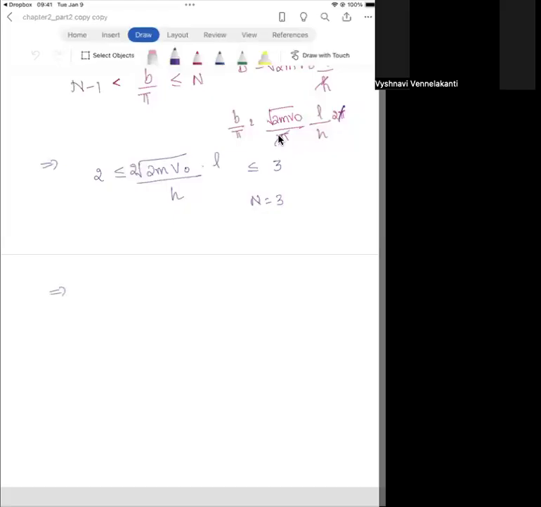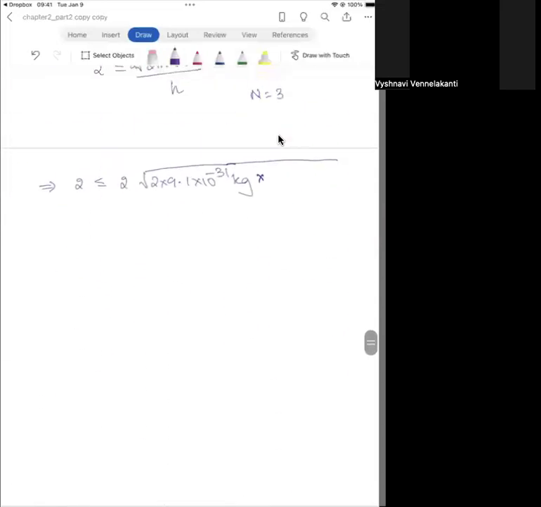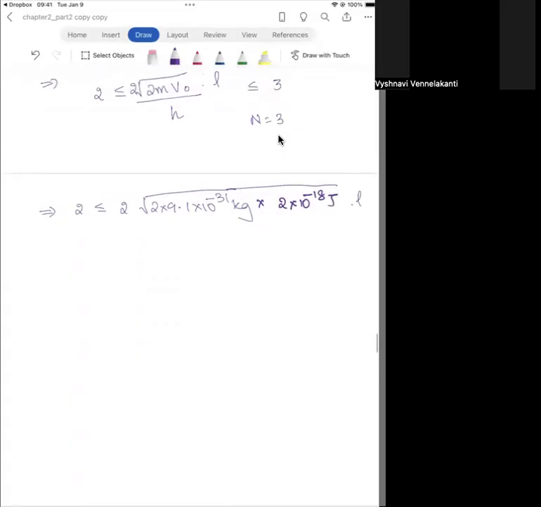Now let's try to plug in the values. So 2 is less than or equal to 2 times the mass of an electron, times the well depth of 2 attojoules, so 2 times 10 to the power minus 18 joules, times the width of the box, divided by 6.626. Two is less than, there's no equal to there.